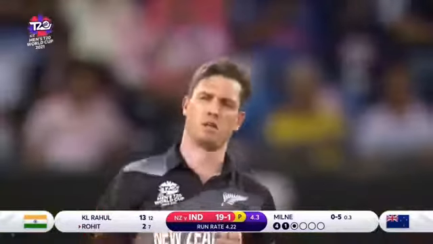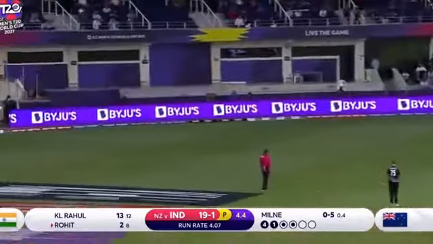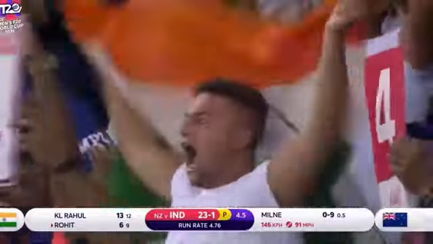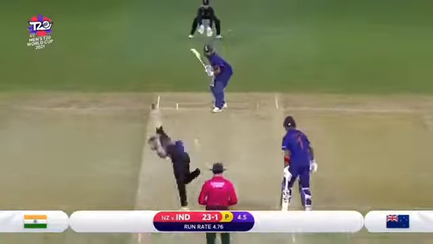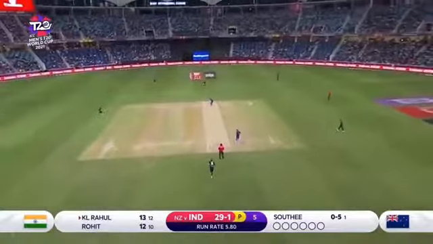Swing and a miss. A little bit from the right-handers. Oh, over the top and four more. Rohit Sharma with a boundary this time. And leg side this time all the way. One more over for India.